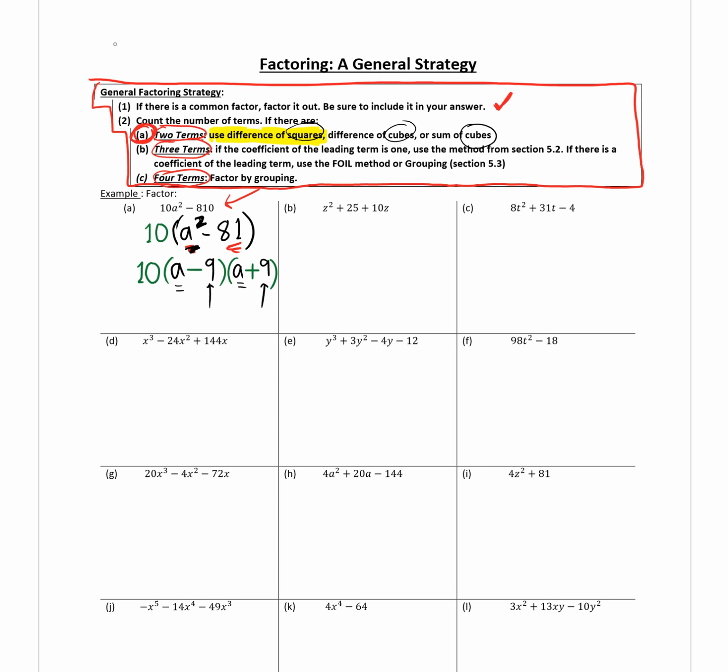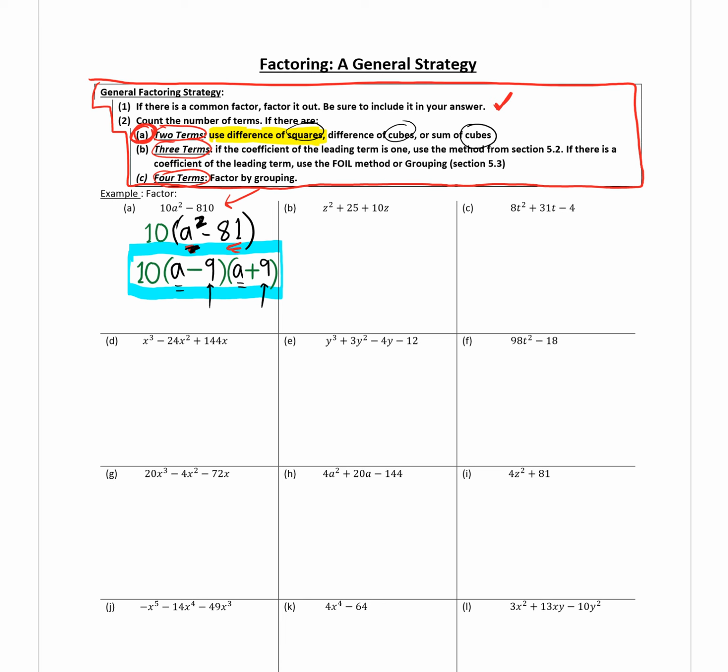And that's it. I look at these factors that are left over. I've got a 10. I mean, I can't really break that down any further. A minus 9, I can't break that down further. That doesn't really fit any of our factoring techniques. A plus 9, similarly, nothing I can do with that. Alright, I think we're done with part A. That's a good one. Okay, let's try part B.